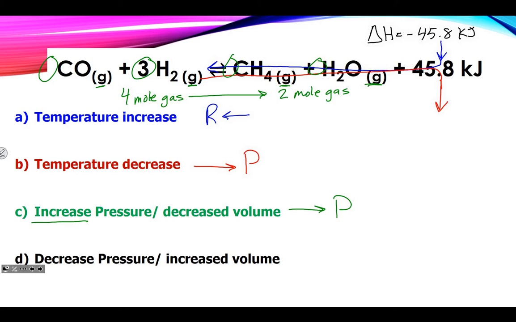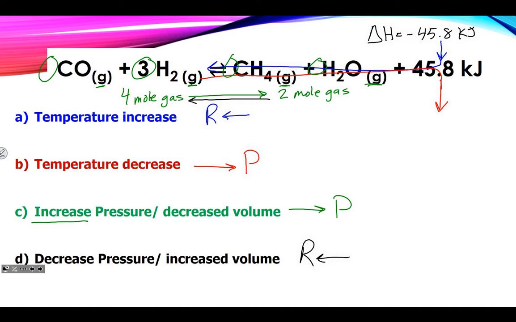Okay, and if I decrease pressure or increase the volume, it goes towards more moles, right? So towards my reactants. Thumbs up, I get this. Thumbs down, I don't. Thumbs sideways, I'm still confused. So I'm confused on why when you decrease volume it goes towards the less.